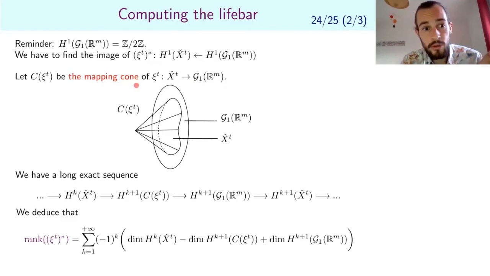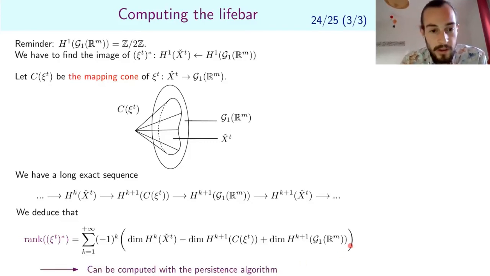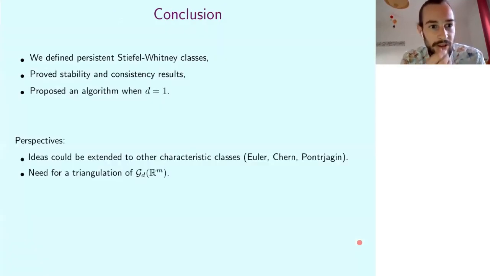So the mapping cone is a topological space, C of Xi T, that contains all the information of the map Xi T. And the mapping cone comes with a long exact sequence that connects the cohomology of the mapping cone and of the two spaces here. And we can simply deduce a formula like that. The rank of Xi T star, the map induced in cohomology, is given by this infinite sum, which is actually finite. And this can be computed in practice with a simple persistence algorithm. Okay, so that's it.